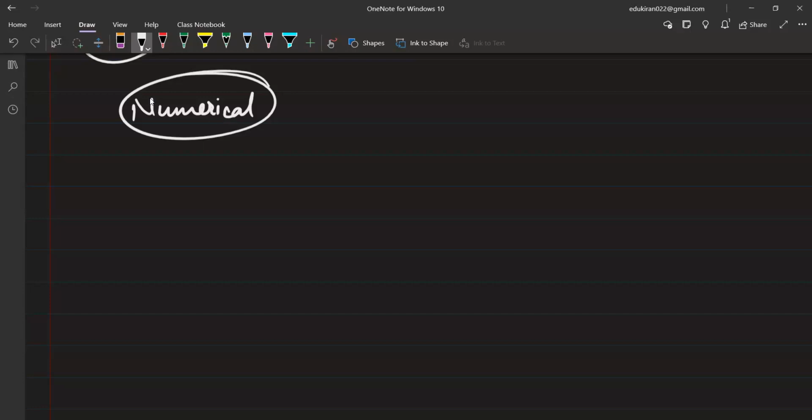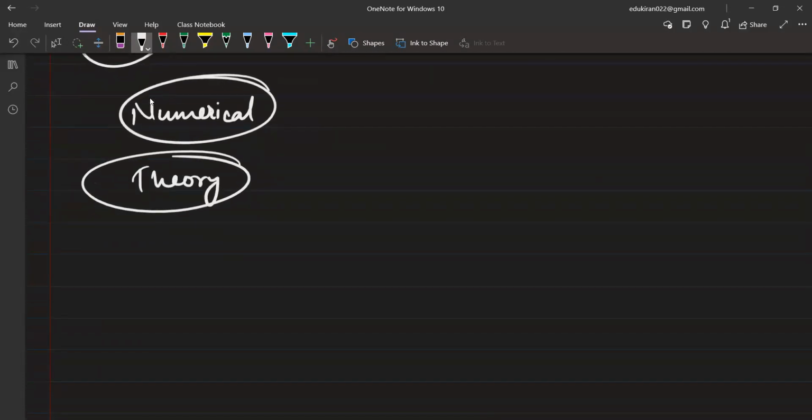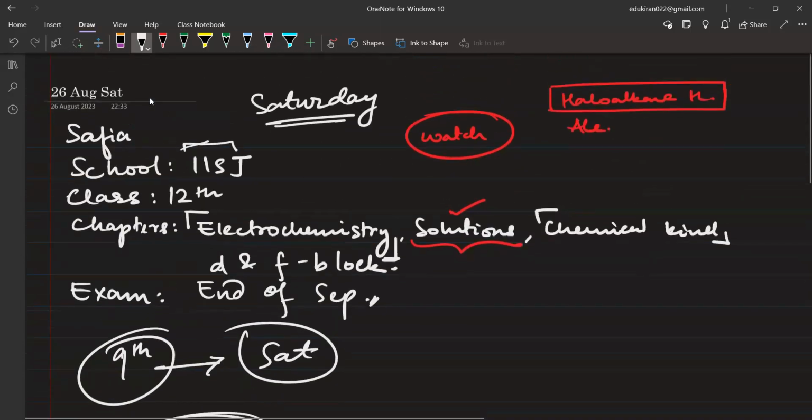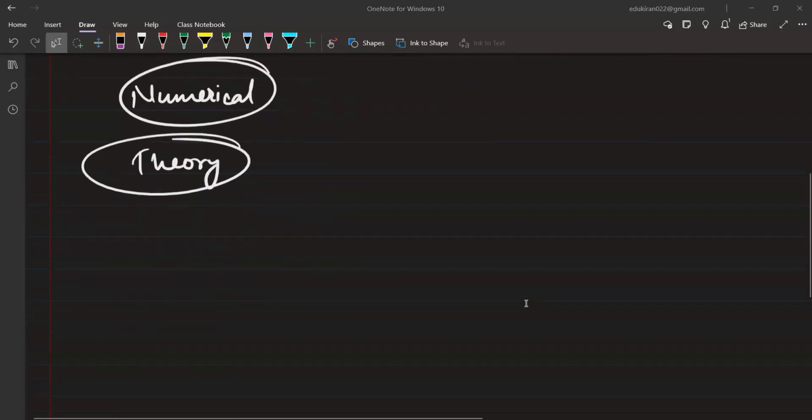ओके, ठीक है, यानी कि थ्योरी में, न्यूमेरिकल अप्रोच में नहीं, पर आपकी पीछे थ्योरी में कुछ दिक्कत है. Fine, I understand that. And what chapter? Tell me. For example, have you done any chapter slightly? कुछ chapter जो आपने किया हो? Yeah, solutions and half of electrochemistry. You have done solutions. Fine.